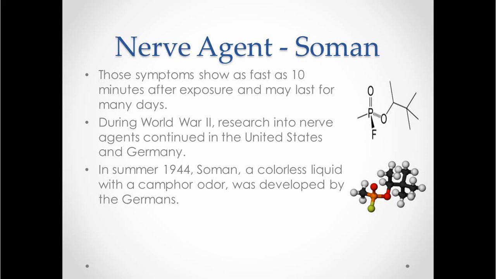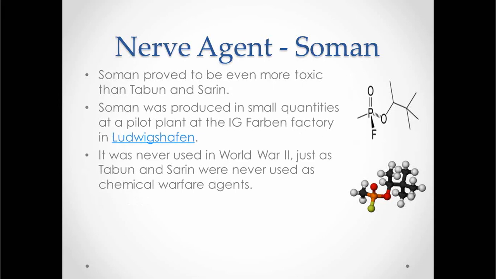During World War II, research into nerve agents continued in the United States and Germany. In summer 1944, Soman, a colorless liquid with a camphor odor, was developed by the Germans. Soman proved to be even more toxic than Tabun and Sarin. Soman was produced in small quantities at a pilot plant at the IG Farben factory in Ludwigshafen. It was never used in World War II, just as Tabun and Sarin were never used as chemical warfare agents.